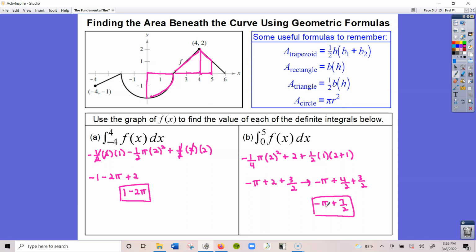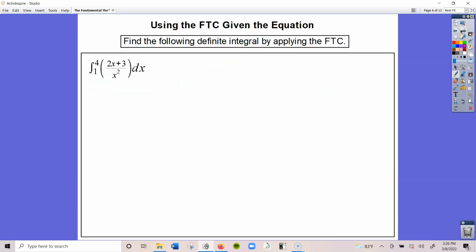So that's how we find the definite integral using geometry. Now let's go and look at an example of when I would have to use solely the FTC. So here we're going to evaluate the integral from 1 to 4 of (2x + 3) over x squared.